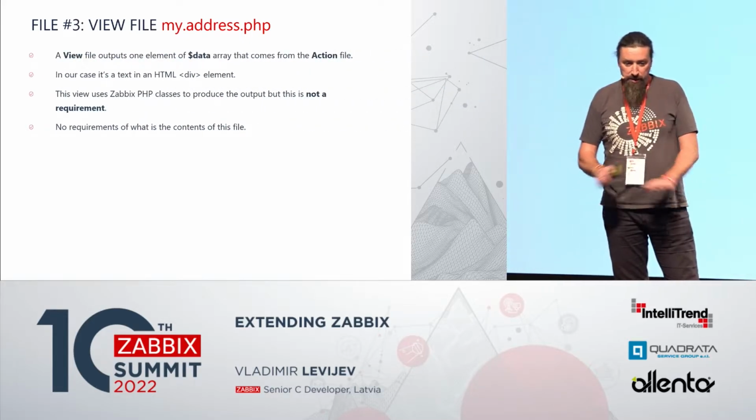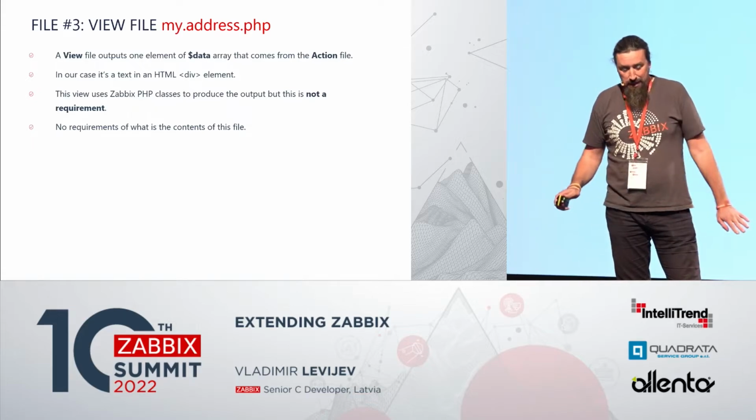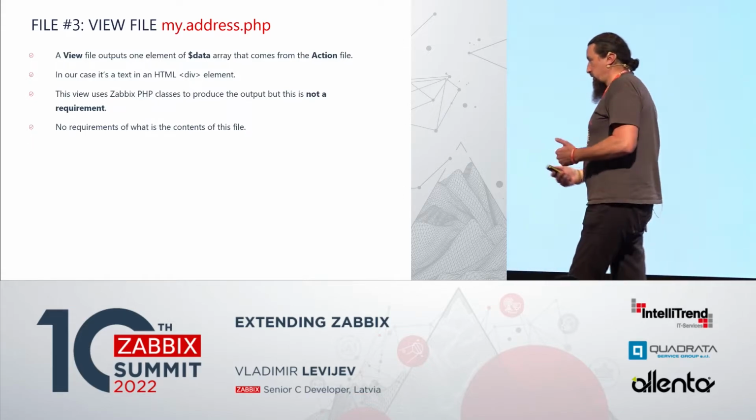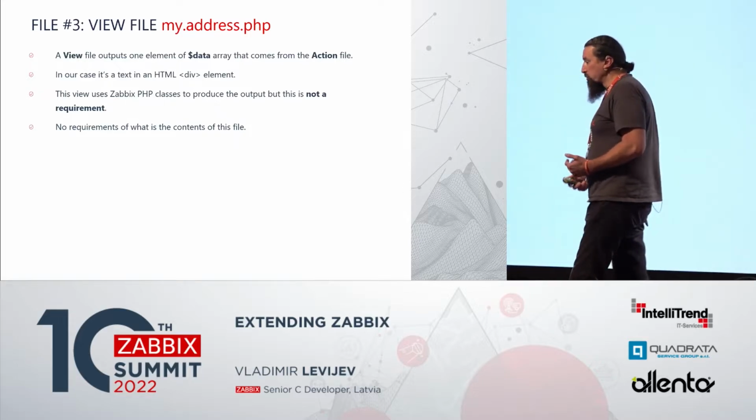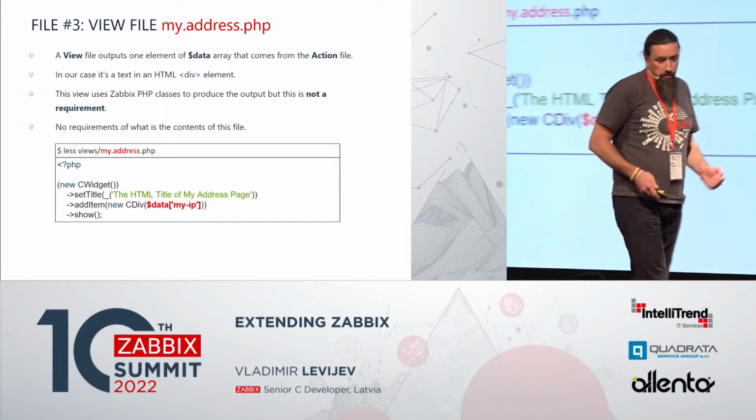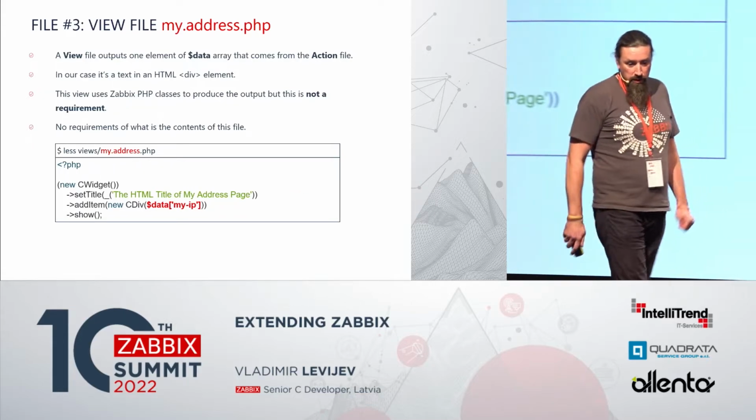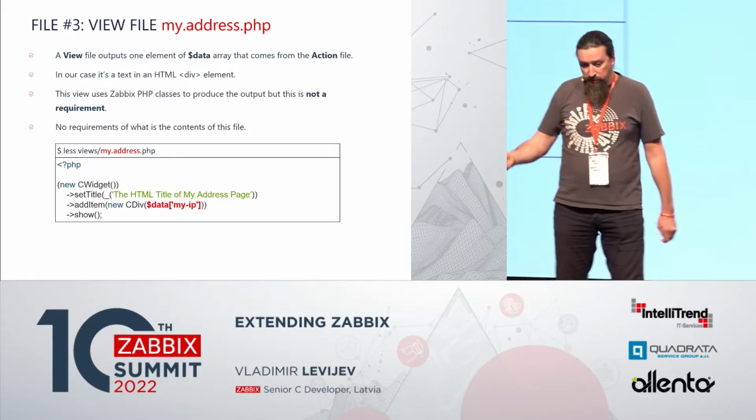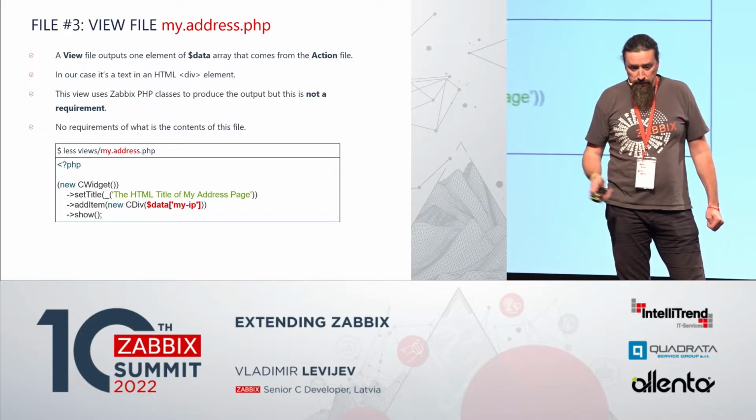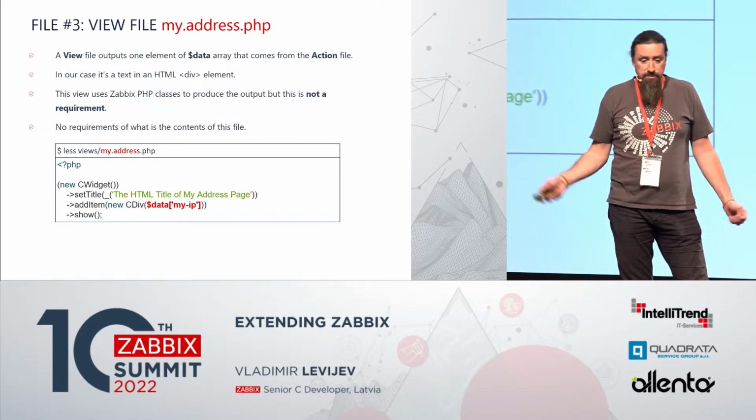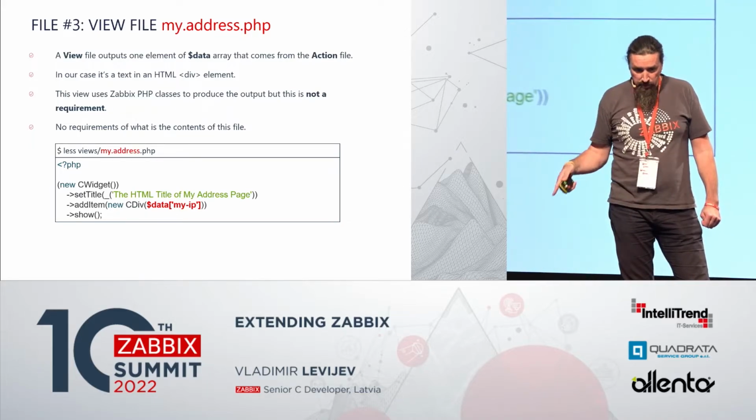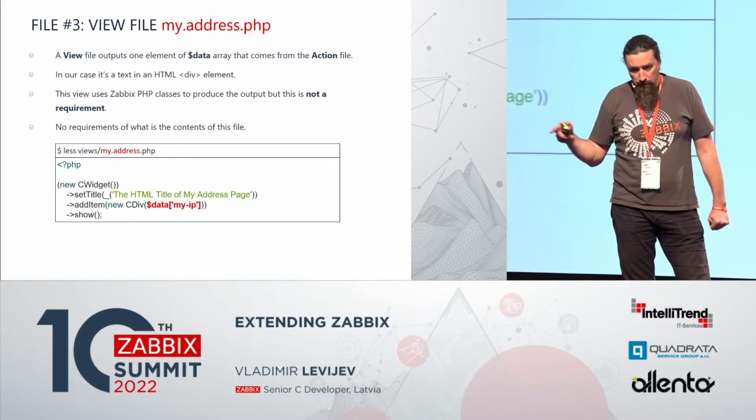The view is really simple. There are no restrictions from the Zabbix side on how the view looks. It can be an empty file. It doesn't care. So in our case, we just create one CWidget object, which is, let's say, a page. We set its HTML title, and we add one div with our data. As you can see, we take the myIP key of the data associative array.